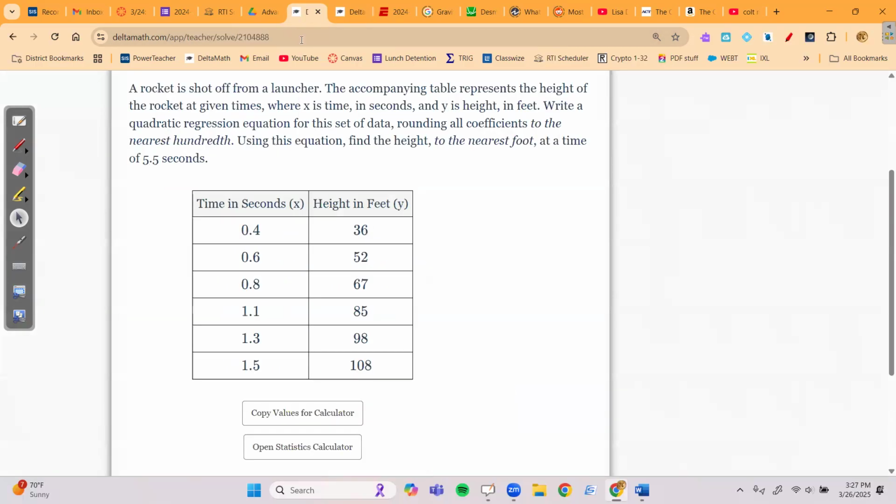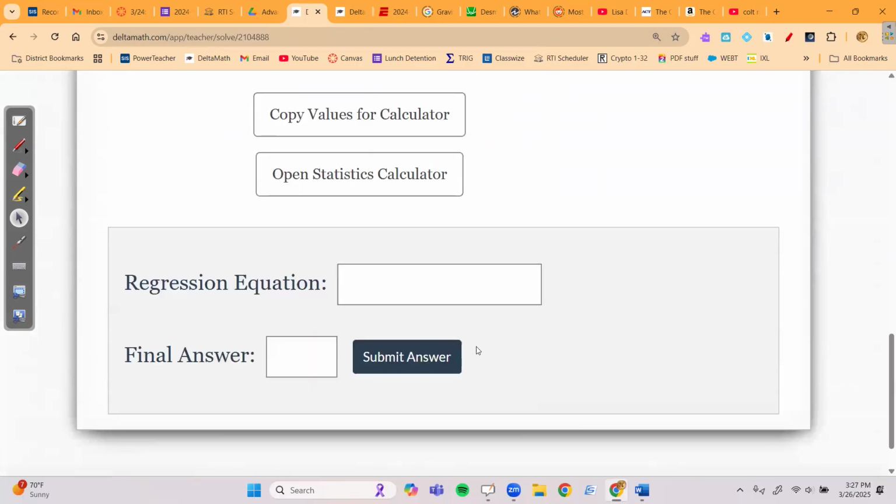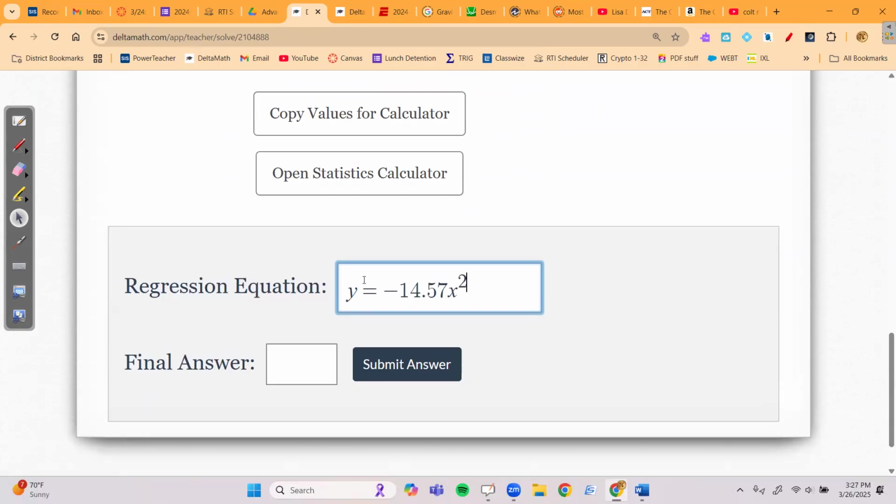So I'm going to go back to my other tab now. And down here in this box, it says regression equation. I can tell you at least 2 people earlier missed this because they didn't type in y equals. So y equals, you start like that. And I'm going to type in negative 14.57 x squared. And then I'm going to arrow forward to drop back down, and type in plus 92.93 x. And then I'm going to type in plus 1.37. Do you have any questions about that? Here comes my mess up.